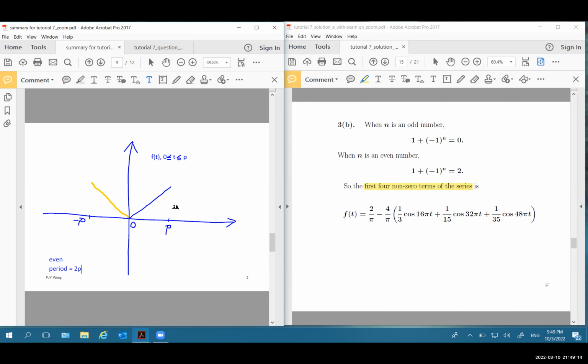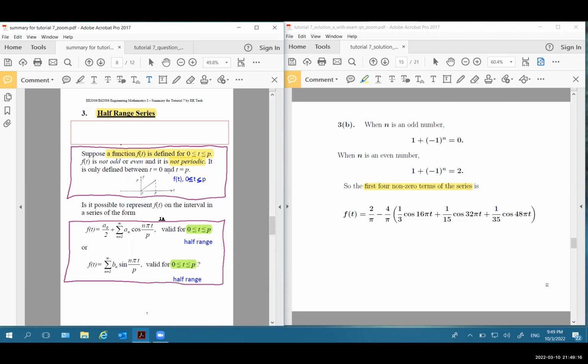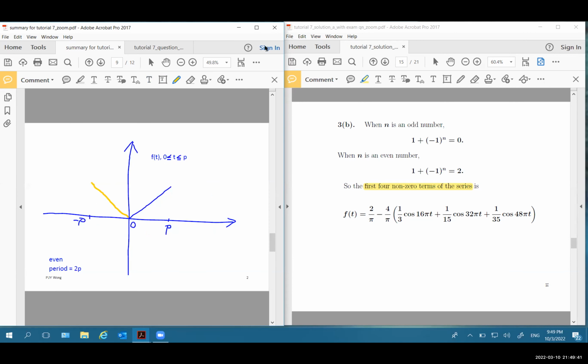And what is the Fourier series of an even function? The Fourier series of an even function is this one. This is the one for even function. So then you write it equal to this, but you don't put it over the whole real line. You only put it valid for t from 0 to p. So that's how you get this one. Then how about the other one? The other one is like that.